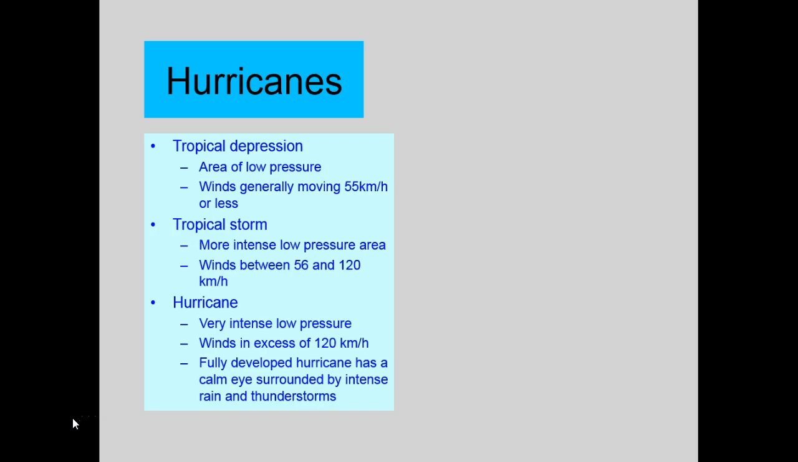A fully developed hurricane has a calm eye surrounded by intense rain and thunderstorms, and they actually call the outer part of the eye the wall. If you're inside the eye, you feel almost nothing, very low pressure, but you can look and see that wall of water just doing like this, and there's hardly any wind at all inside the storm.